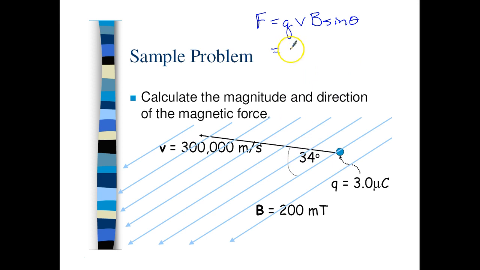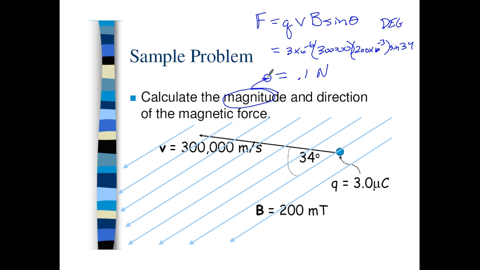Our Q we know is 3 times 10 to the negative sixth. Our velocity is 300,000, so that is 3 times 10 to the fifth. And then our magnetic field is 200 times 10 to the negative third. And then finally we need to do the sine of 34. Make sure you are in degrees, so your calculator should be in DEG and not in RAD. Once we do that and we run through, we should end up with a force of 0.1 newtons. So we found the magnitude. That was pretty easy to do.